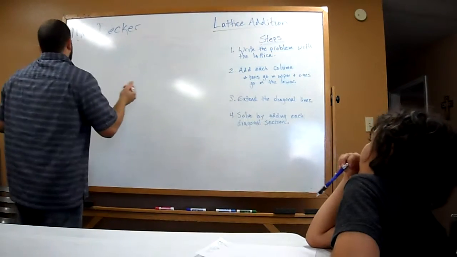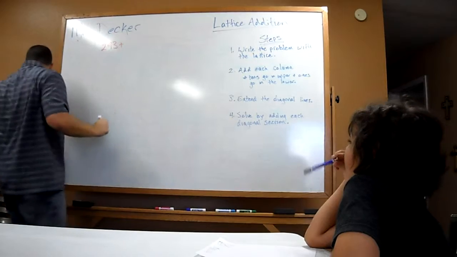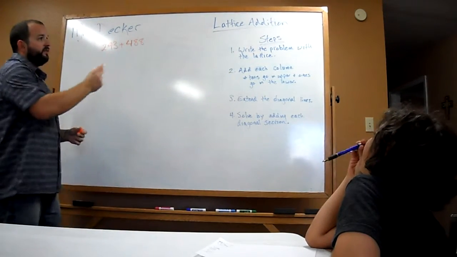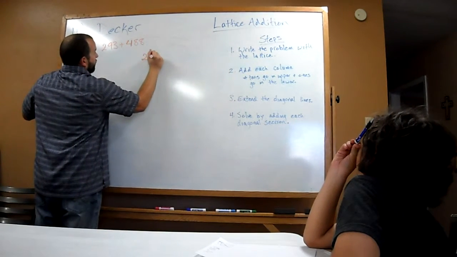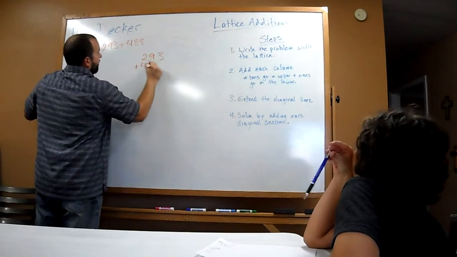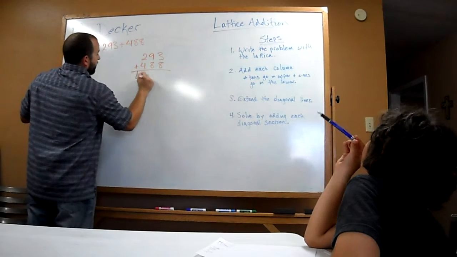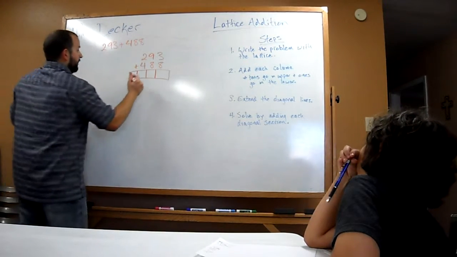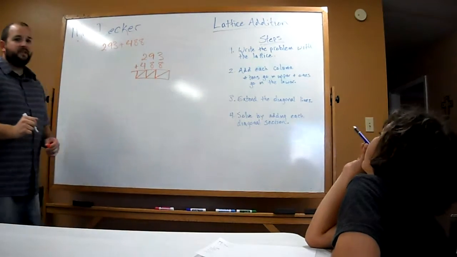Alright, our first problem will go 293 plus 488. So our first step, we're going to write down the problem like we would in normal math. We will go 293 plus 488. We write it down normal, then we're going to come underneath and draw our lattice, our big squares underneath each column, do our diagonal line, and that's our first step.